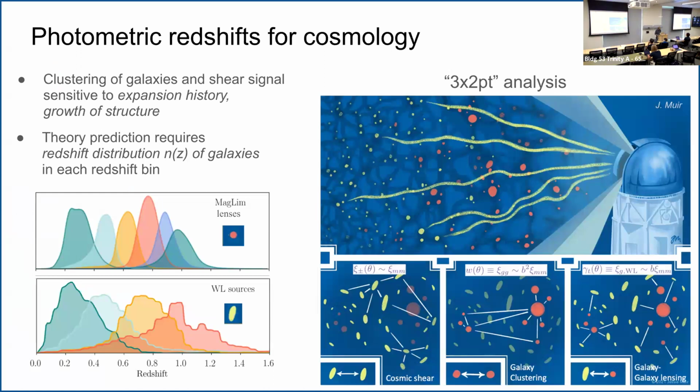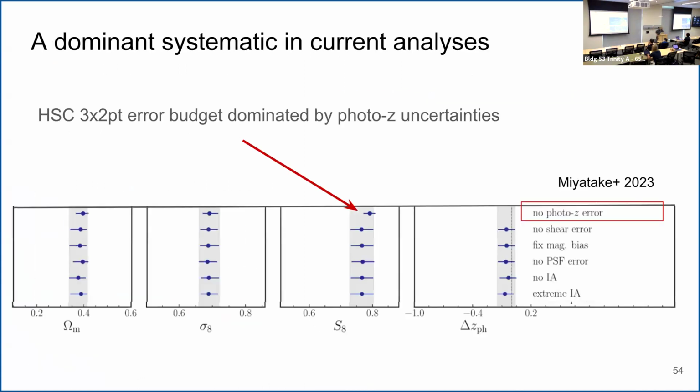So I'll skip over a lot of the intro in the interest of time, but photo-zs are important for cosmology. And they're also a really big part of our error budget right now. So LSST, Rubin, is going to have a lot of data, but current surveys are actually systematics limited in a lot of ways. So that doesn't bode super well unless we can deal with these systematics.